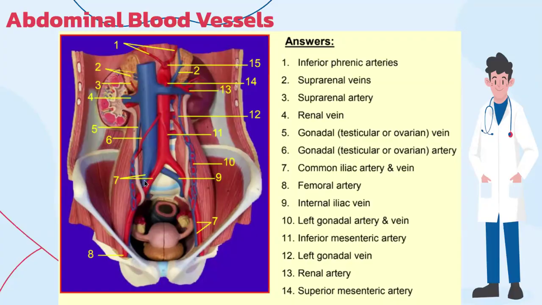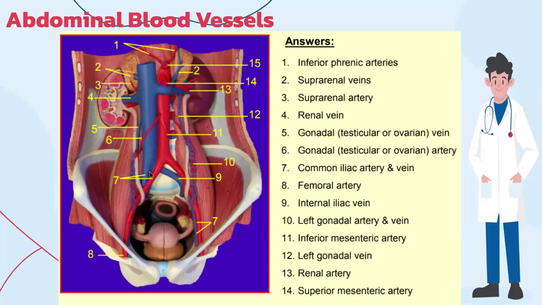Now you have your femoral artery in 8. Over here, this red one, this is where it starts going into the thigh region, and therefore it is your femoral artery. Number 9 is your internal iliac vein. So this one right over here. Your left gonadal artery and vein is going to be 10. They're very intertwined over here, and you can also see them on the other side.